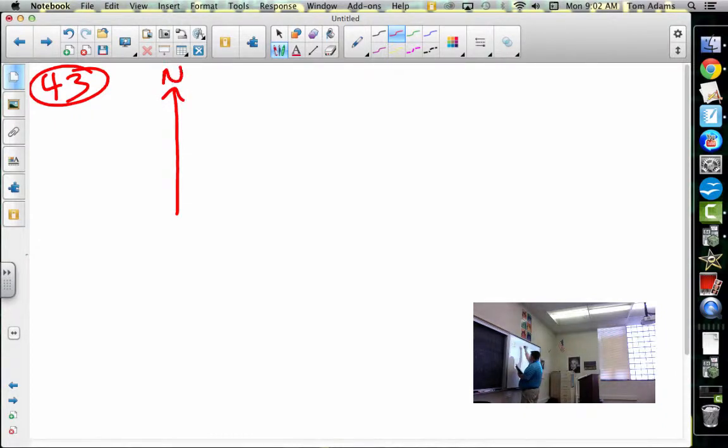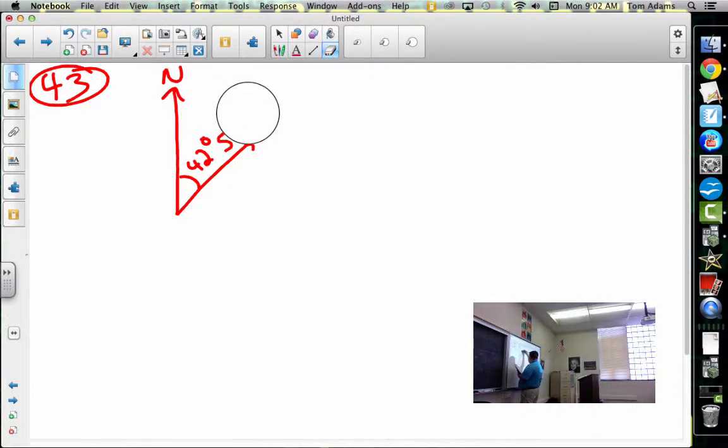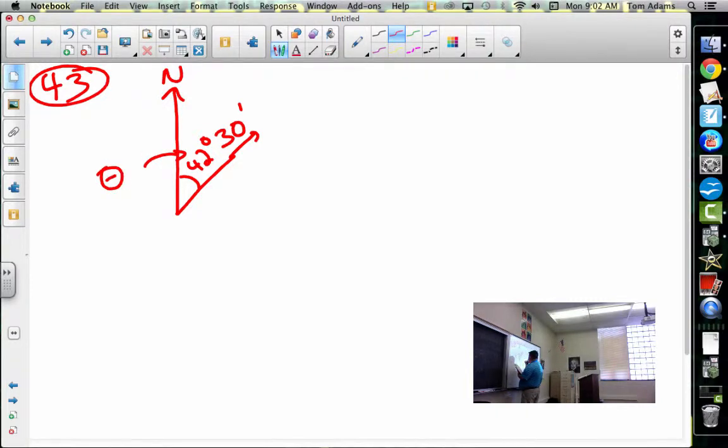This is due north. So when we say things like 42 degrees, 30 minutes, we're talking about this angle theta here. This is 42 degrees, 30 minutes. Okay, so that's that angle theta there. And then the other boat, so this is one boat, and then the other boat is a little bit longer, is 52 degrees, 12 minutes.